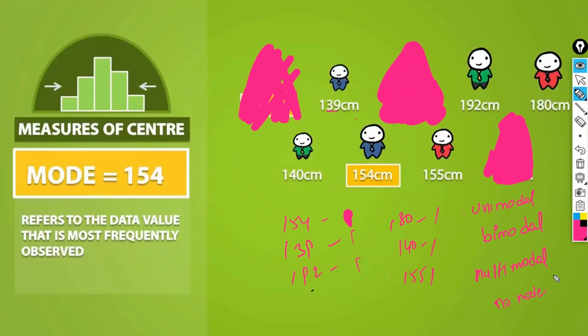I told you that the mode is the most repeated value. No repetition means from where do you get the mode? No repetition means no mode. Simple, no mode. In this case, if you consider 180, also the same answer, 139 also the same. As per your choice, you can consider. By default, it is going to consider the least value if it is a number. By default, it is going to consider the first alphabet if it is a discrete variable.